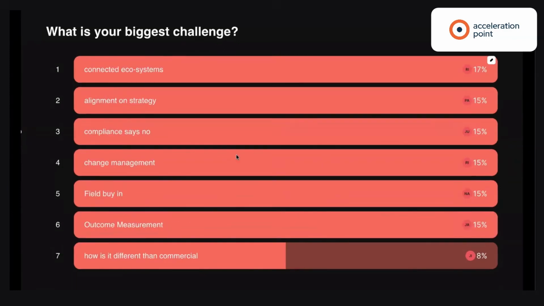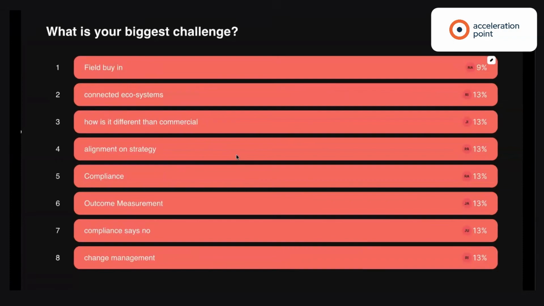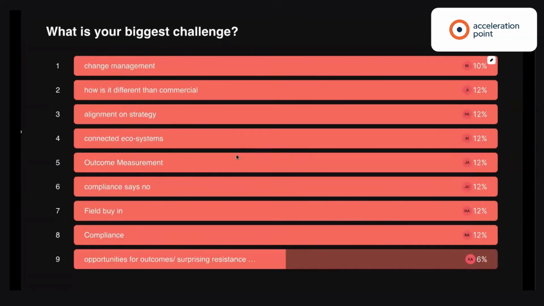Connected ecosystems. Yes. And Richard, I'm assuming that goes even beyond the technology, but assume a lot of that has to do with the connections. Outcome measures, definitely, Jason. Compliance. So all of the problems that Justin ran into, you're fighting here. Opportunities for outcomes, surprising resistance to measurement. Yeah, it is often surprising. Excellent. Great.